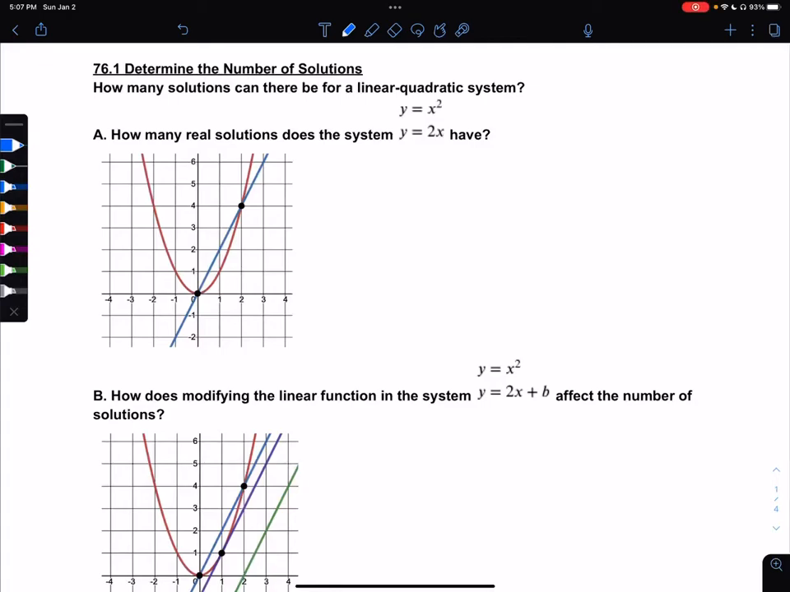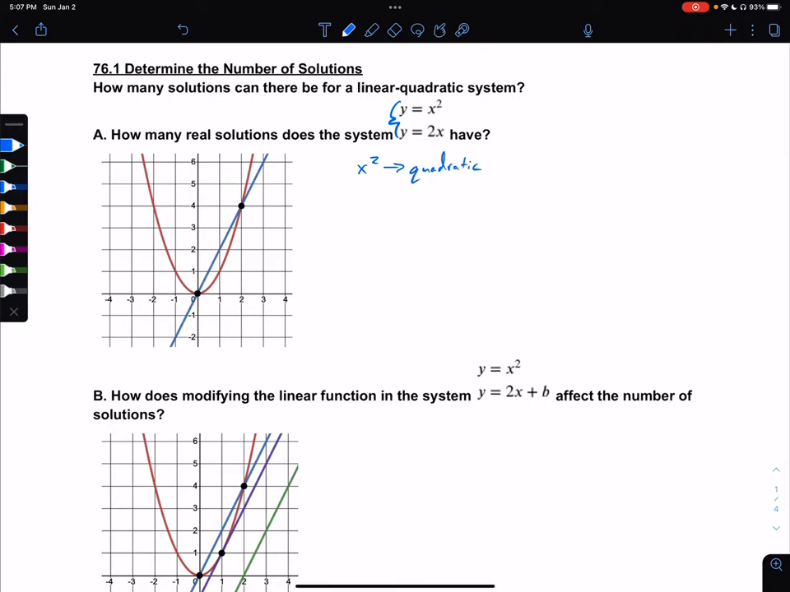In this video, we're going to look at topic 76, example 1, determine the number of solutions. How many solutions can there be for a linear quadratic system? And we are given this system here. So we have x squared, which is our quadratic part.